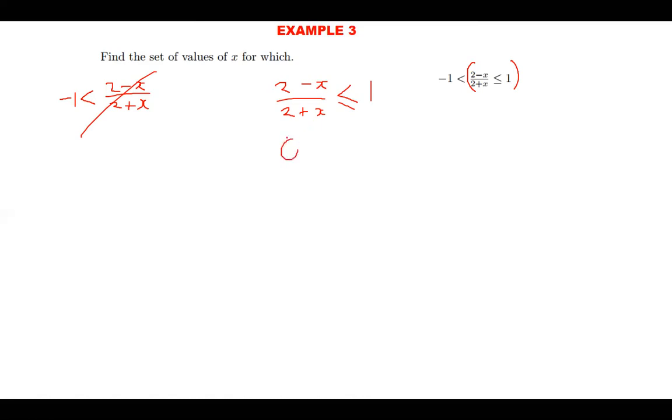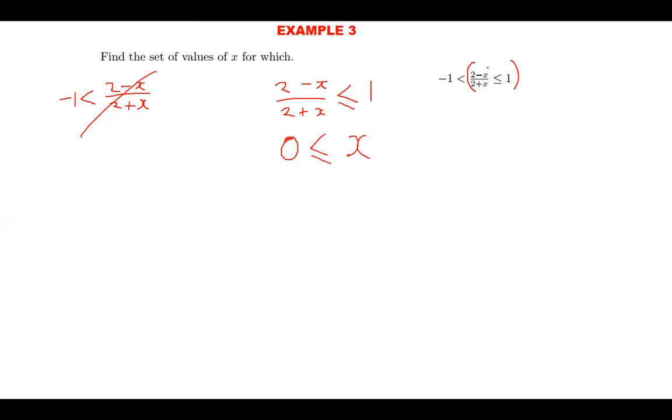I think you find something like this. 0 is less than or equal to x. Yeah, I think something like this. You can try to solve it on your own.